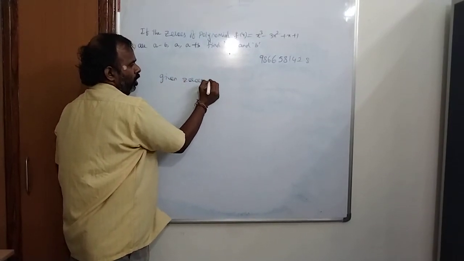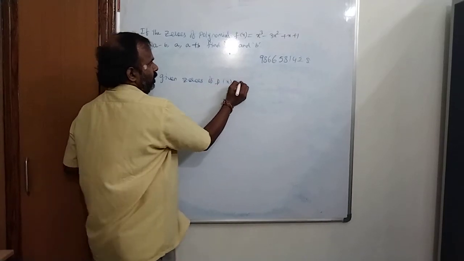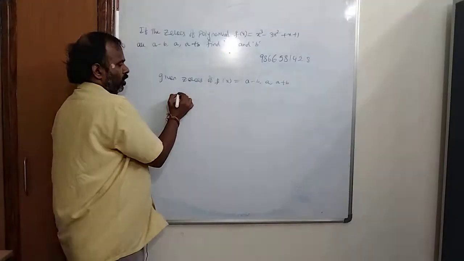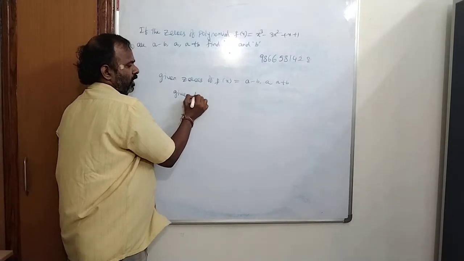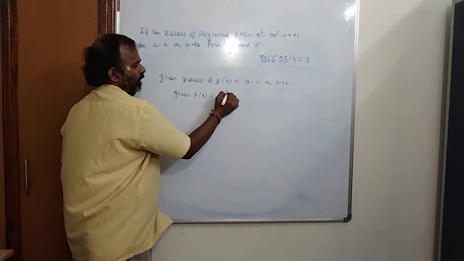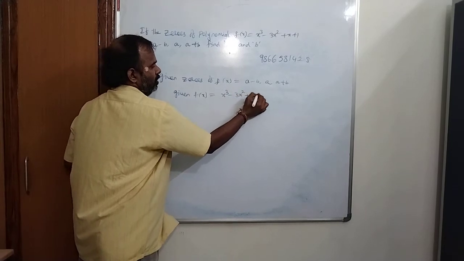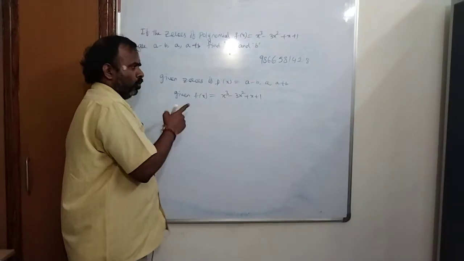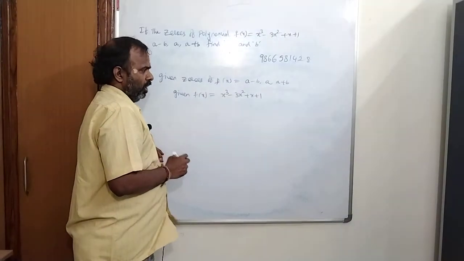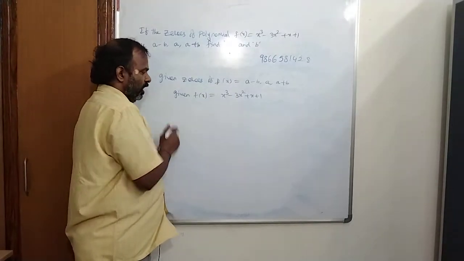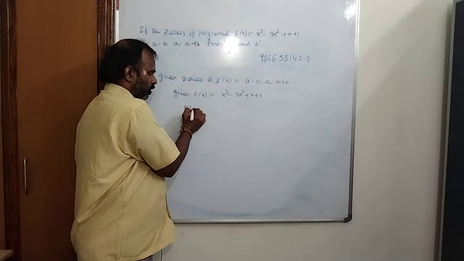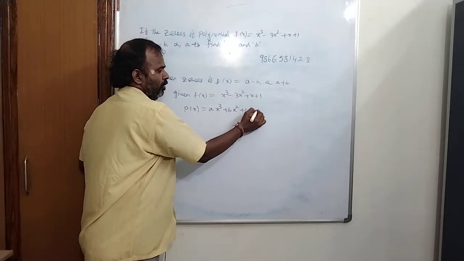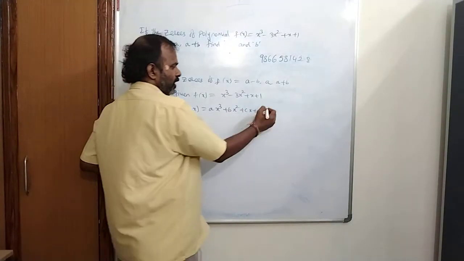So first here, given zeros of f of x are a minus b, a, a plus b, and what is f of x? Given f of x is equal to x cube minus 3x square plus x plus 1. Now, since it is a cubic polynomial, we have to first find the sum of coefficients. So, p of x is equal to ax cube plus bx square plus cx plus d.